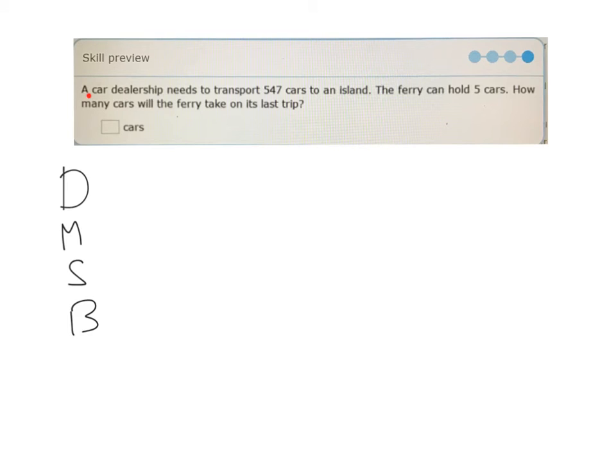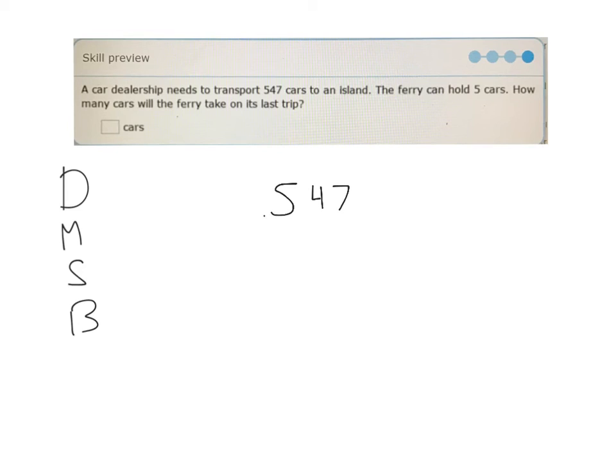Last example in this section. A car dealership needs to transport 547 cars to an island. The ferry can hold only 5 cars at a time. How many cars will the ferry take on its last trip? So it's taking these trips with 5 cars, but then the very last one will be uneven. I can tell that because this number is not divisible by 5. Because I'm really comfortable with my multiplication, I think I can guess that it'll be 2 cars left over, because 45 is divisible by 5, but 47 would be 2 more. Let's find out.